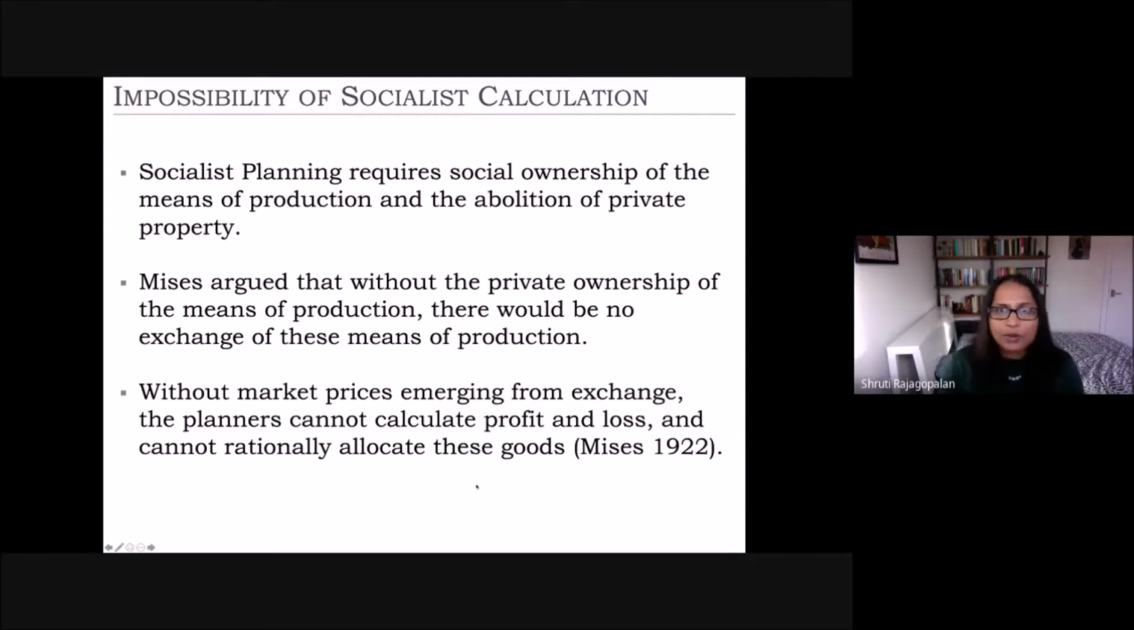So what Mises said was, if you clamp down on means of production and you clamp down on prices, through price and quantity controls, what you get is a complete misallocation. You cannot rationally allocate goods in a society across the board, right? This is what was dubbed the impossibility of socialist calculation. It's not that the planners weren't working hard enough. It's that it simply cannot be done, right?